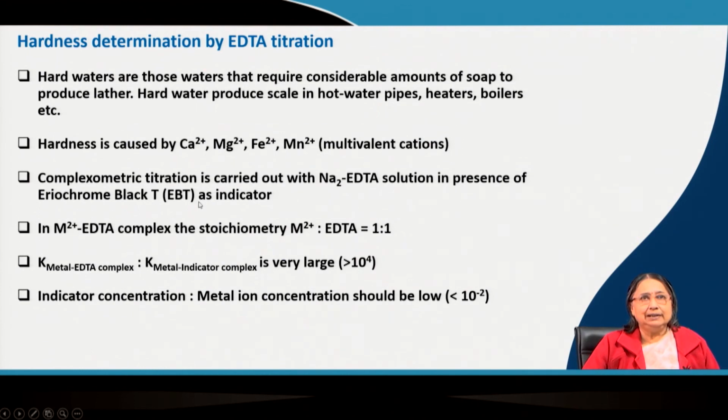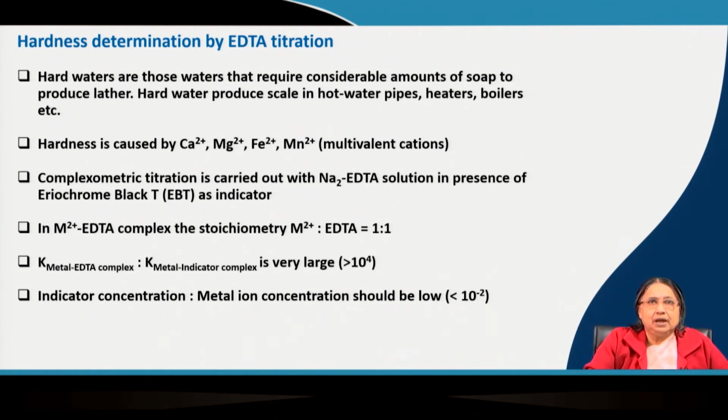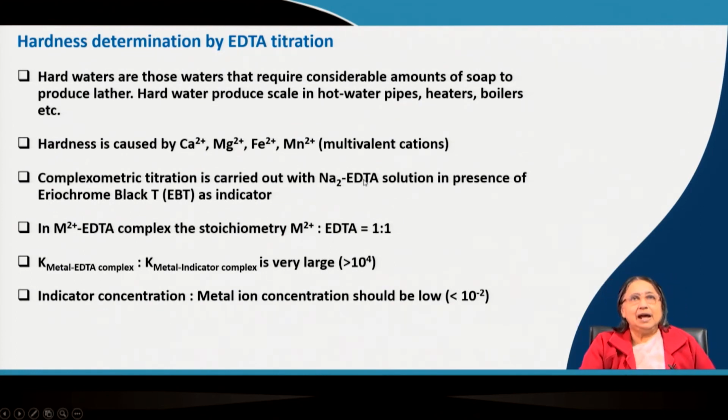Now, what color do we see initially? It is the color of the complex formed between a few ions of calcium magnesium with the EBT. That means EBT has blue color, but when it complexes with calcium magnesium ions, then it becomes rose red color. So, initially in the start we see the rose red color. We start with EDTA. Now, what will happen? Titration is started with EDTA. EDTA is a very good complexing agent.